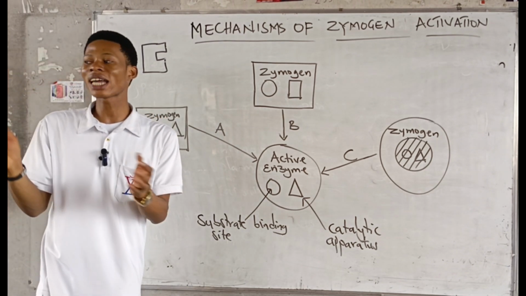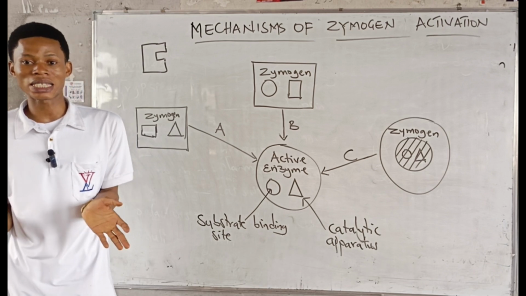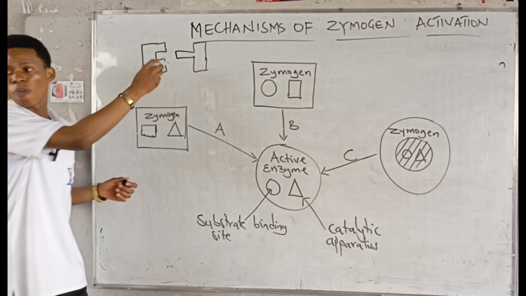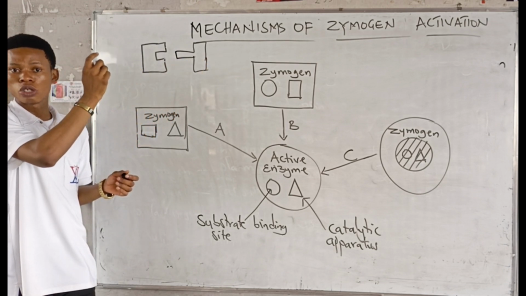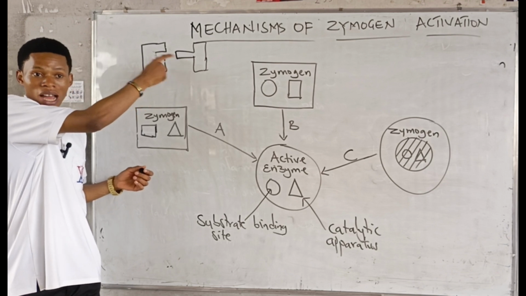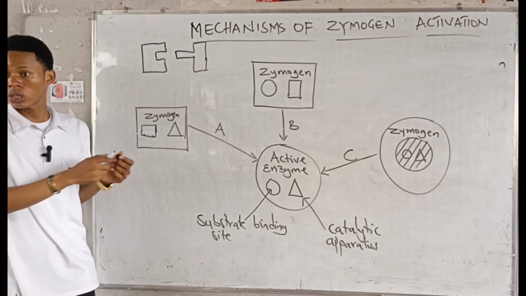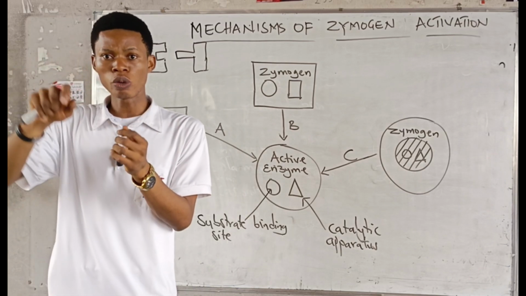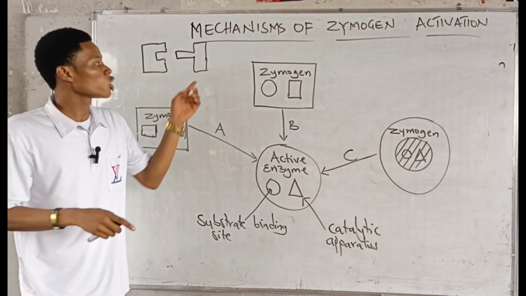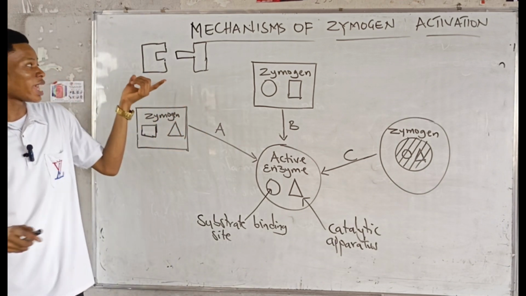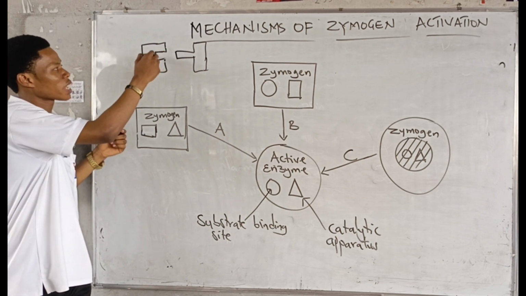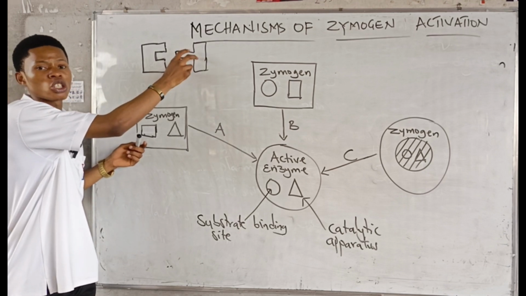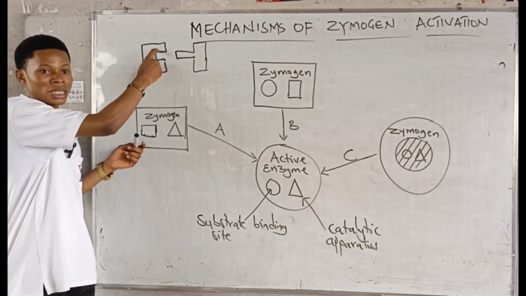So for some zymogens, some inactive enzymes, the shape of the substrate binding site is different from that of the substrate. For a substrate to bind to the enzyme, according to the lock and key model, the substrate must have the same shape as the active site of the enzyme, right? It's just like your padlock and your key. If you put a wrong key in a padlock, will it open? No, right? Now, the substrate is like that key and the lock is like that enzyme. The enzyme has an active site like this, a preformed shape. If the substrate does not have the same shape as this active site, catalysis cannot take place.